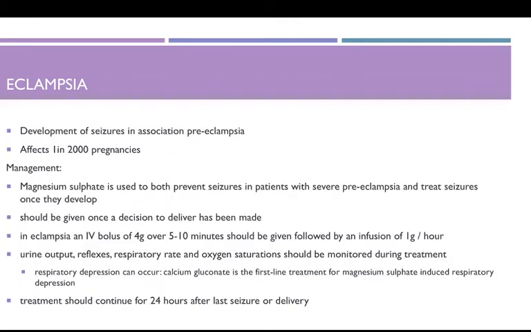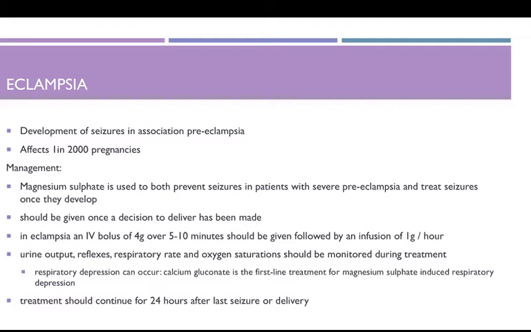Okay, so eclampsia. It's the development of seizures in association with preeclampsia. And it affects 1 in 2,000 pregnancies. So magnesium sulfate is not just used as prophylaxis, so to prevent seizures, it's also used to treat seizures once they develop. And it should be given once a decision to deliver has been made. So in eclampsia, so if the mother is seizing, you give an IV bolus of 4 grams over 5 to 10 minutes, and then after that, you follow it up with an infusion of 1 gram per hour.